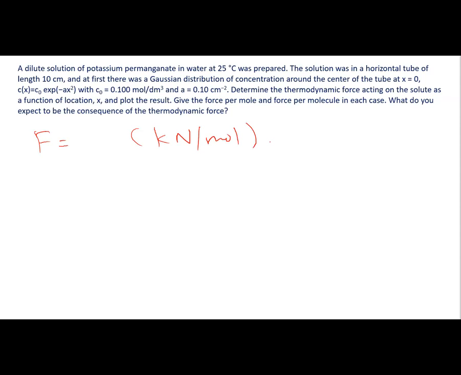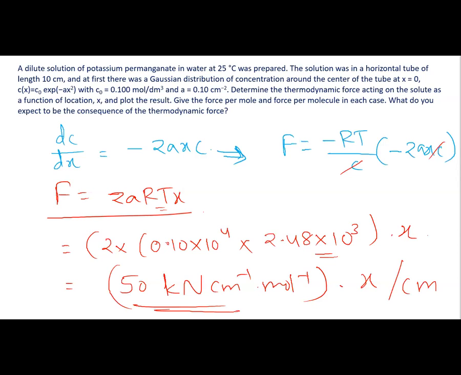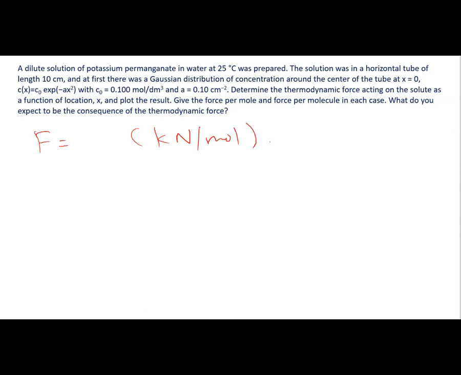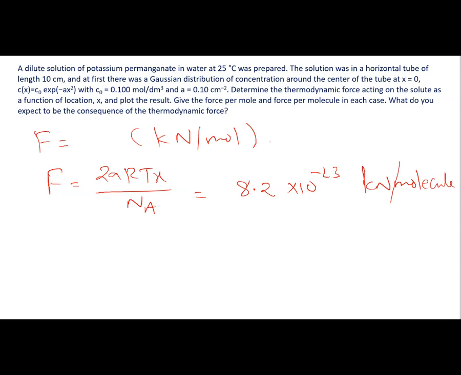This is how you calculate the force in terms of per mole, but the question also asks us to calculate the force in terms of newtons per molecule. So in such cases, we need to divide our previous relation over the Avogadro number. Then F is equal to 2A RTx over NA, which becomes 8.2 times 10 power negative 23 kilonewton per molecule. This whole thing we also should include the centimeter inverse and multiply the entire thing by the position x in terms of centimeter.